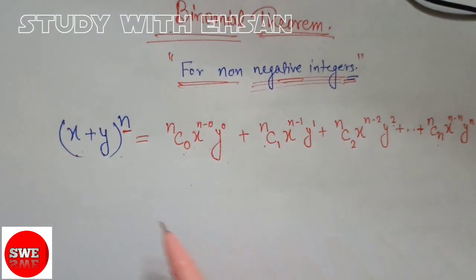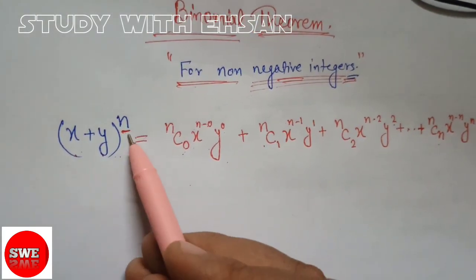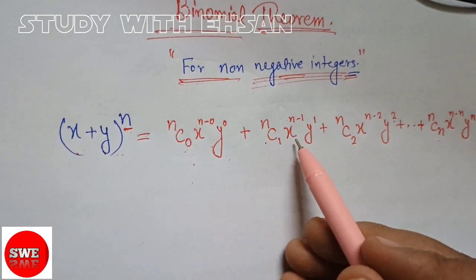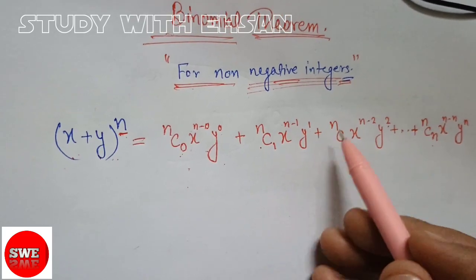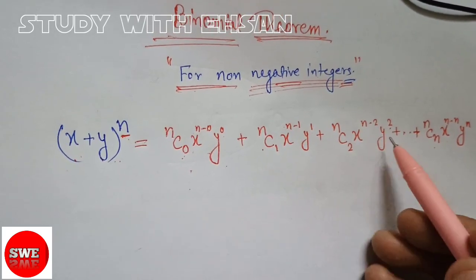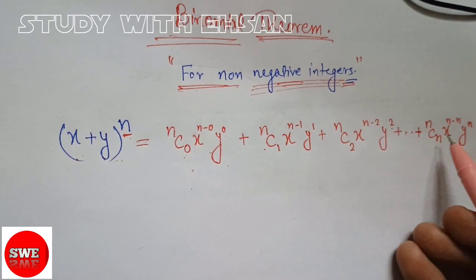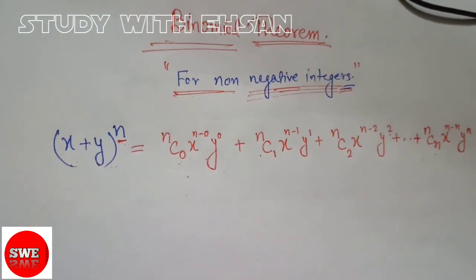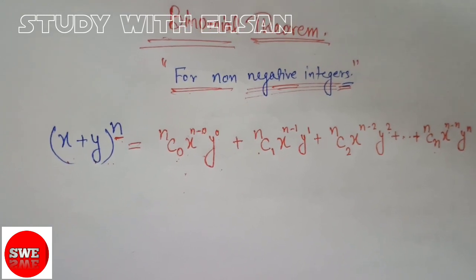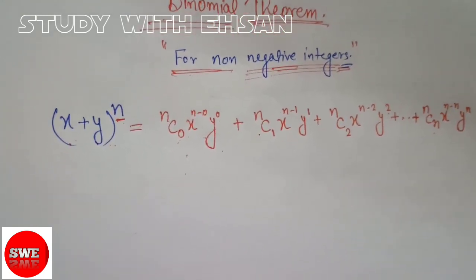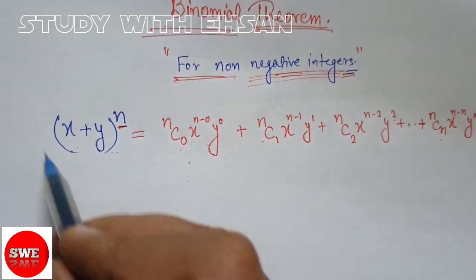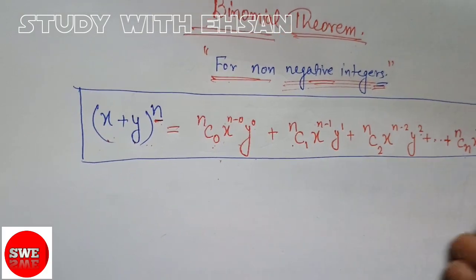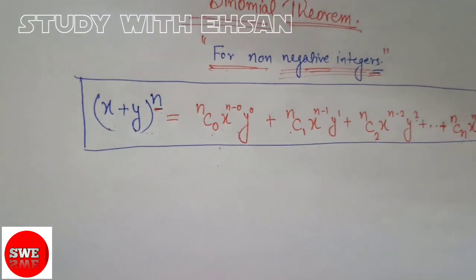And what is n? It is this n. Then finally, (x + y) to the power n equals nC0 x to the power n minus 0 y to the power 0, plus nC1 x to the power n minus 1 y to the power 1, plus nC2 x to the power n minus 2 y to the power 2, plus dot dot dot, plus nCn x to the power n minus n y to the power n. Then this is the binomial theorem for positive integers. Yes, for positive n. And this is the binomial theorem that we have to discuss and learn in this video.